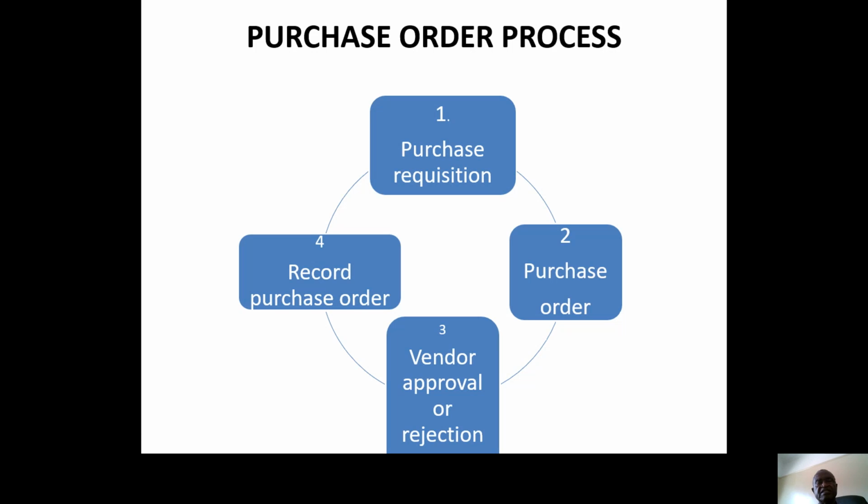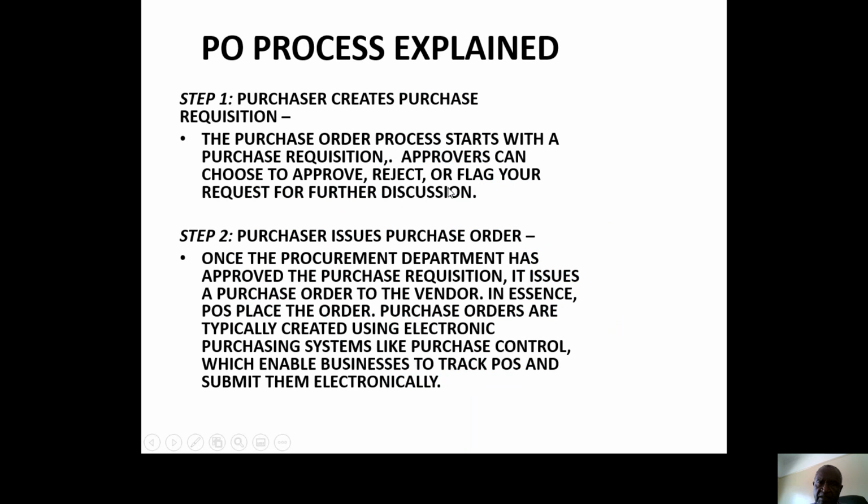1, purchase requisition. The next step, purchase order. The next step, the vendor can approve or reject your purchase order. The next step, you record purchase order, the recording. This is the processes of the purchase order. These are the steps which you have identified in the diagram above.